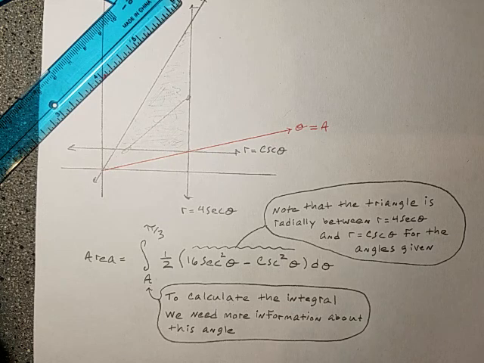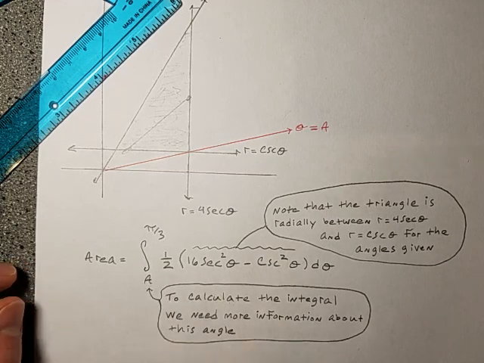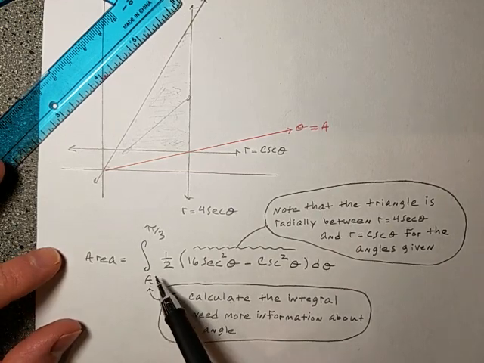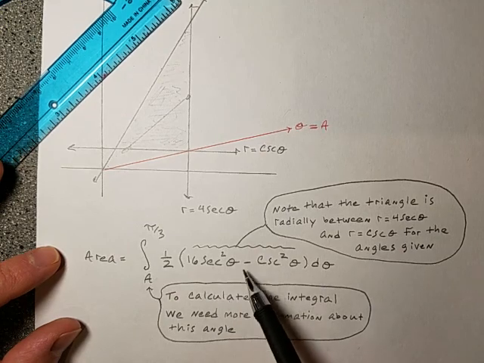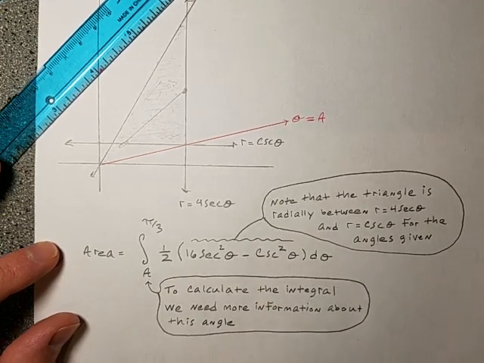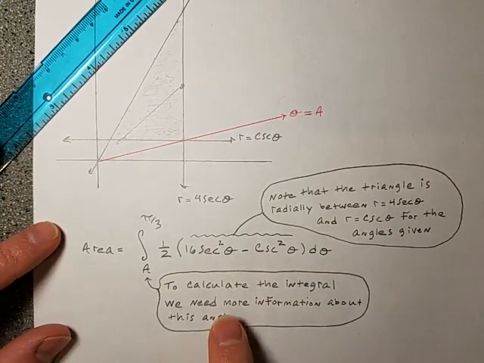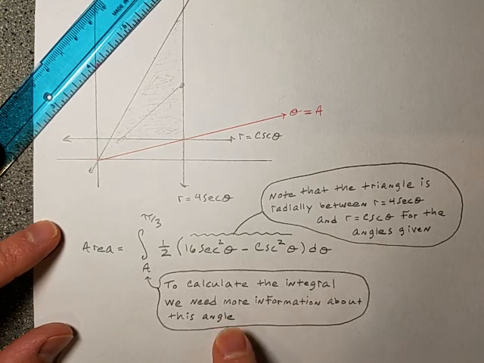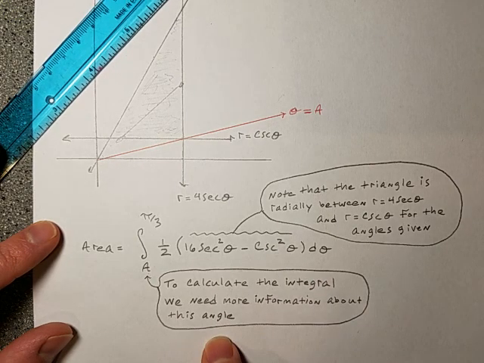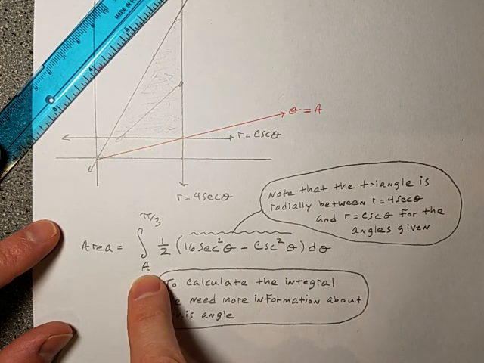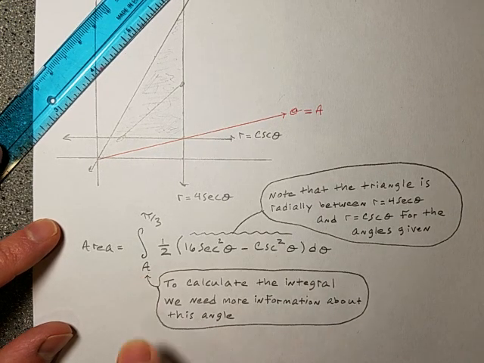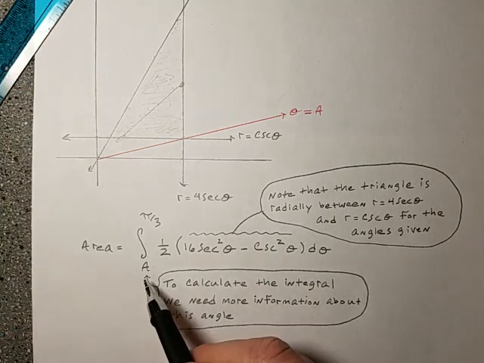The triangle is, in fact, radially between 4 secant theta and cosecant theta from angle A over to pi over 3. Otherwise, this is 1/2 r2 squared minus r1 squared d theta. Now, obviously, to do this we're going to need more information about that angle, but I have a trick I'll show you in a minute for getting what I need out of that. For now, let's say we don't know what angle A is.